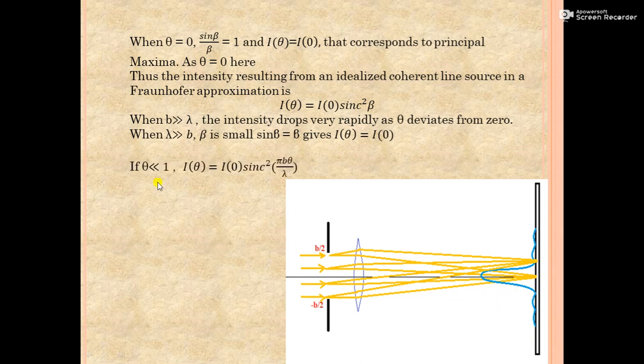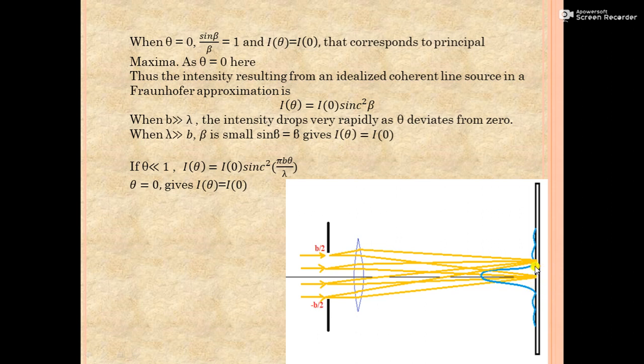If theta is very much less than 1, then I theta is equal to I naught sinc square of pi b theta by lambda. Theta equal to 0 gives I theta equal to I naught, the maximum value. This is the maximum value that we get here. Now, what should be the spread? I have said that it has a finite width. So what should be the width of the central maxima?